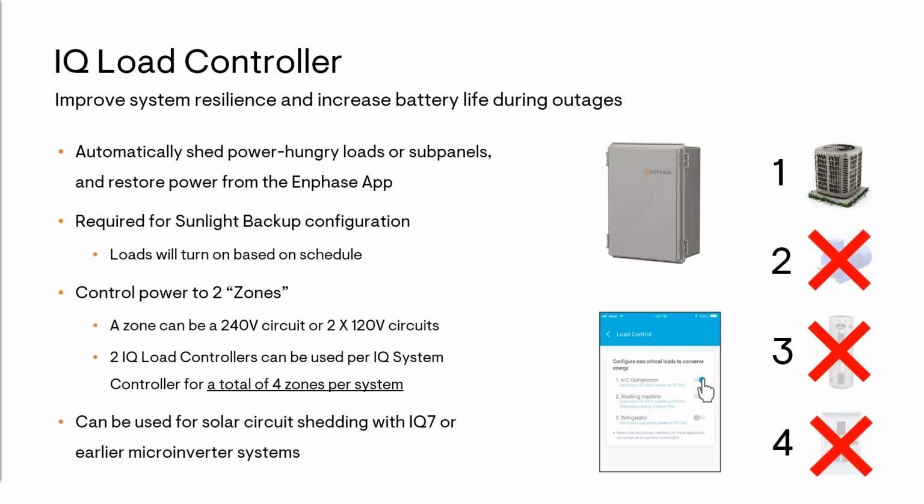Lastly, an IQ load controller can also be used for solar circuit shedding. So this would apply if you're using IQ7 or earlier models on the solar array, and you need to comply with our 1.5 to 1 maximum ratio of solar AC power to battery AC power. So what you'd basically do is use the load controller to disconnect a branch circuit of the solar array if needed in order to comply or to maintain that 1.5 to 1 ratio.